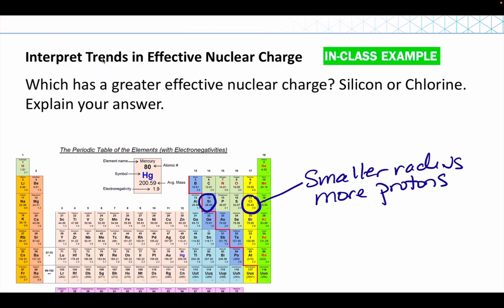Ionization energy is the energy needed to remove an electron. All electrons are attracted to the positive nucleus, so it takes some energy to remove them. We're only going to talk about first ionization energy, just pulling off that first electron.